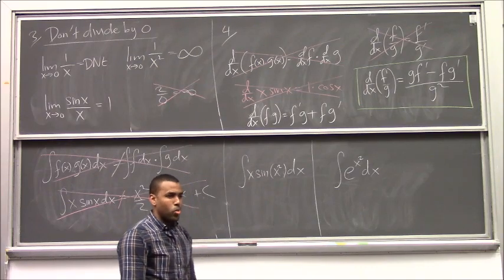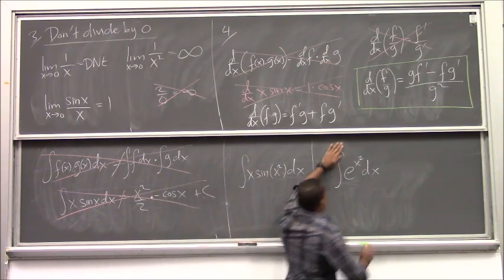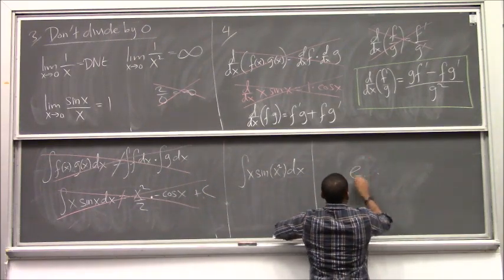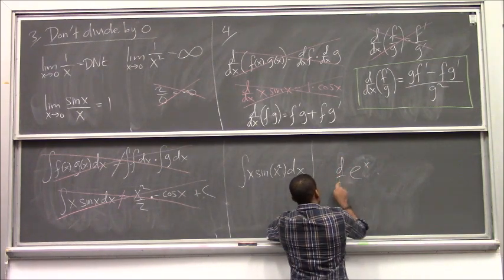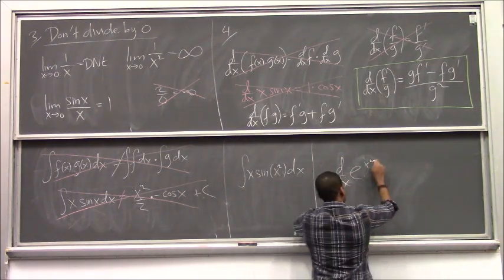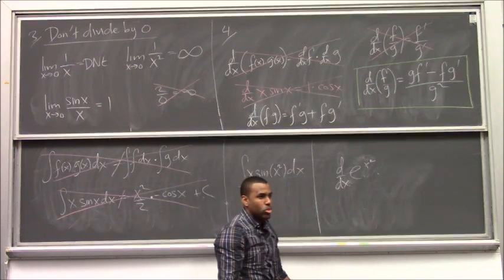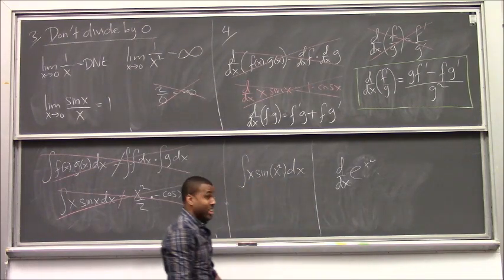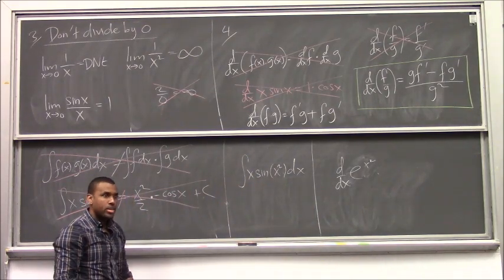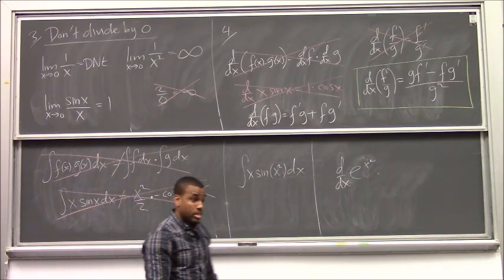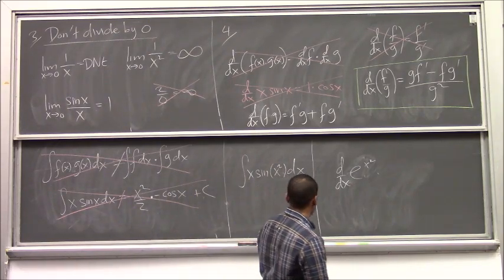Not so much in Calc 1. Like if you had to differentiate e to the x, and then something like e to the x squared, chain rule, it's not a big deal. In Calculus 2, it's a big deal. Like, one little thing is going to mess everything up, so you have to be very careful.